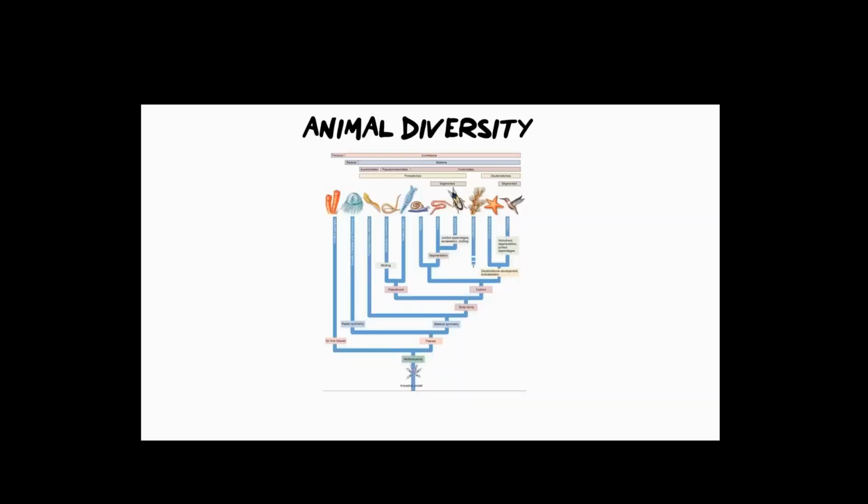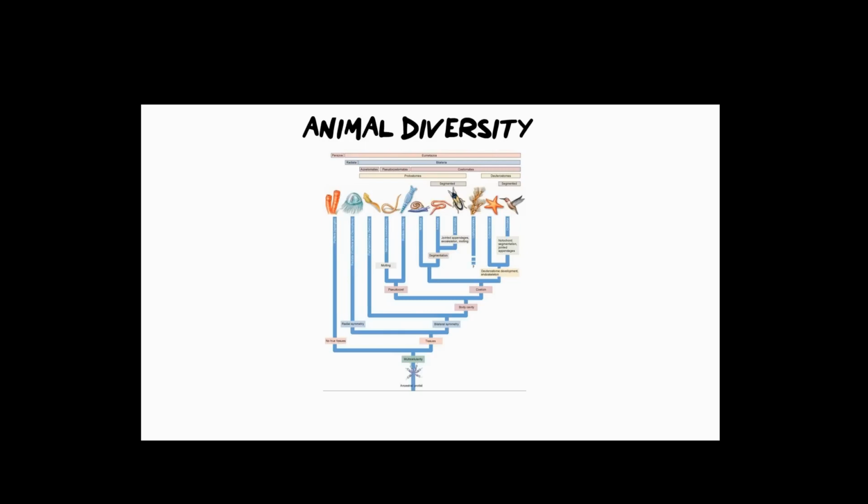Hi everybody and welcome back. Today we're going to be looking into animal diversity. In this video, I'm going to cover the different ways in which we allocate subdivisions of animals. So how we look at their symmetry, their body tissue layers, and their coeloms. And then we're going to look at the specifics of the major animal groups.